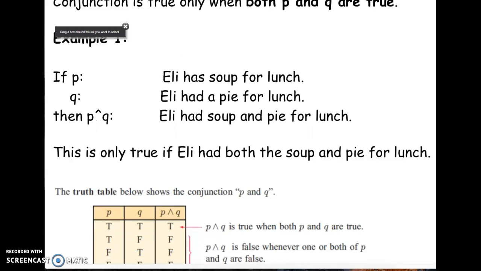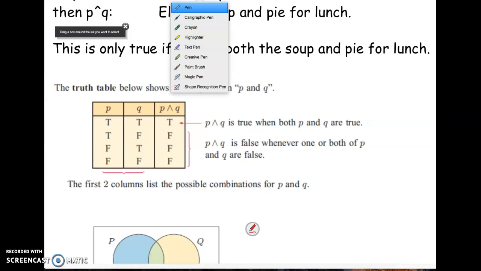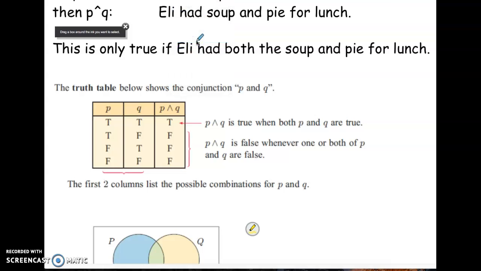So we're going to be getting into more of the truth tables that were introduced on the last lesson. So I want you to make sure you're aware that if you have both of them true, like proposition P and proposition Q, then P and Q is also true.